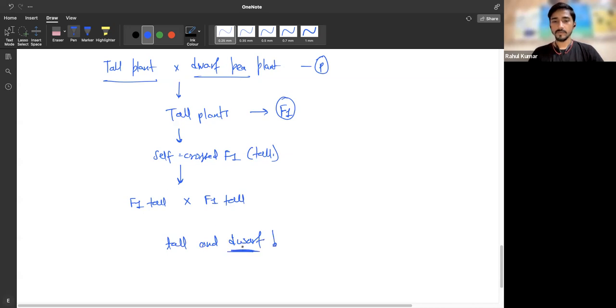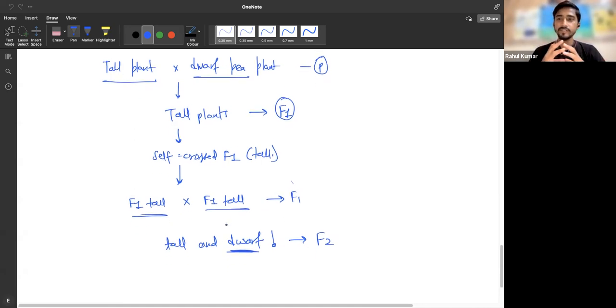But again, wait a minute. None of the parents was dwarf. None of the F1 progeny was dwarf. So how come when there was a dwarf parent, in the next generation there was no dwarf progeny, and when both parents were tall, in the next generation there was a dwarf progeny? He was mind boggled. He started thinking that just by sheer biological explanation he would not be able to explain it. So he went back to mathematics.